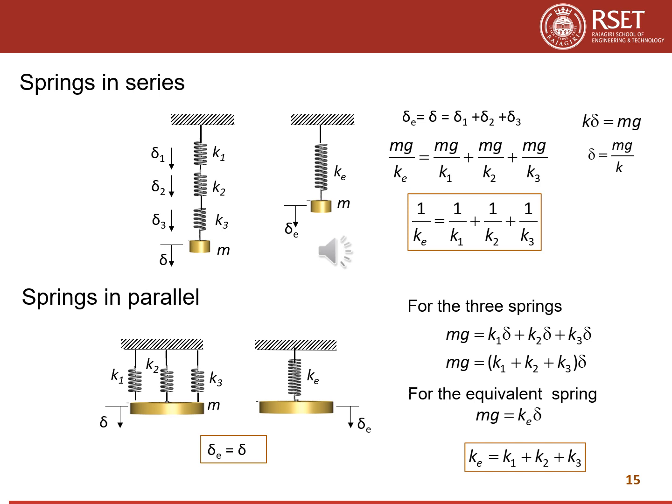Now next is springs in parallel. So here the difference is that the 3 springs are individually connected to the mass m.